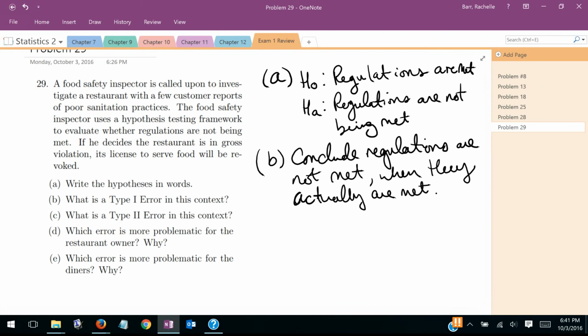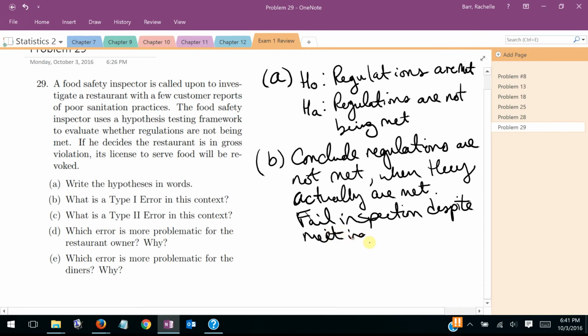Anyway, so again, your restaurant wouldn't pass inspection when it actually meets the regulations. That's bad. But like all errors, they appear to always be bad.